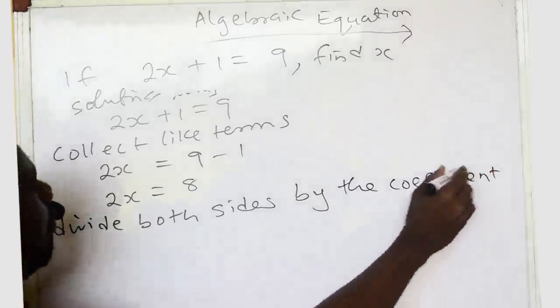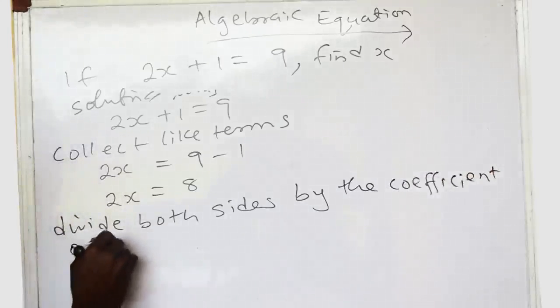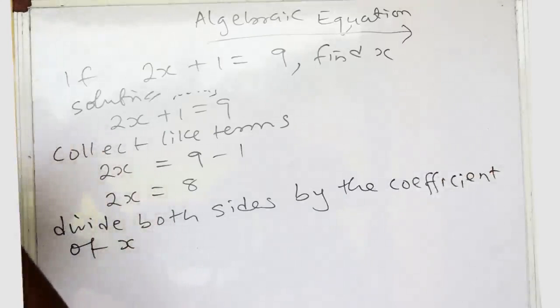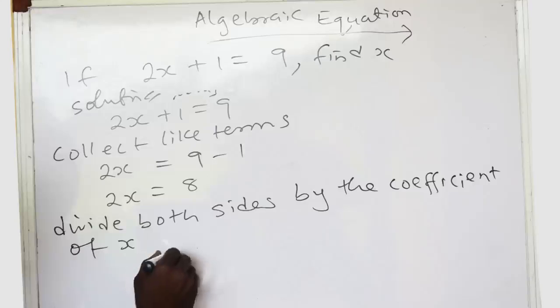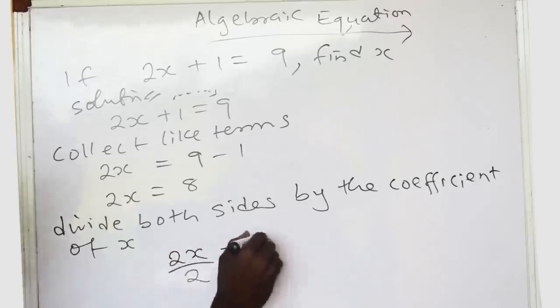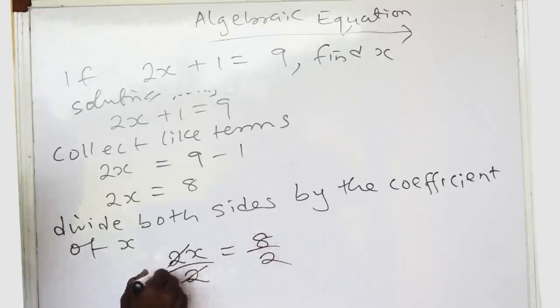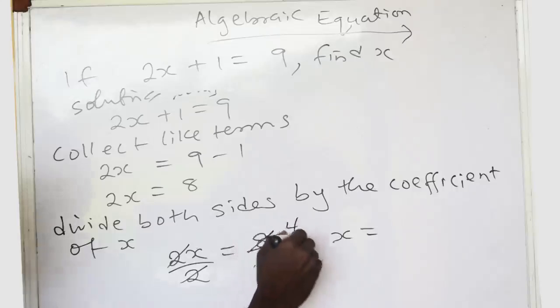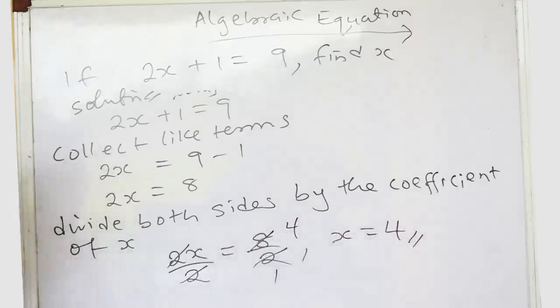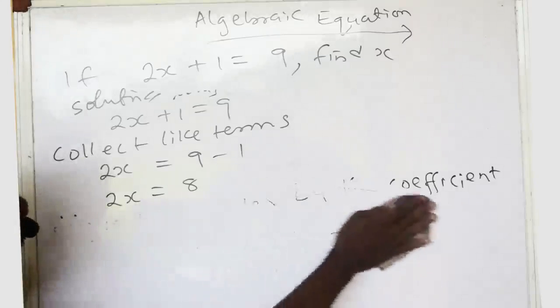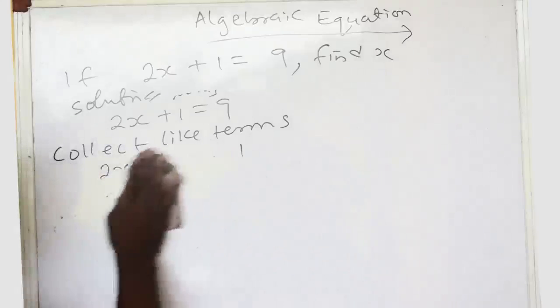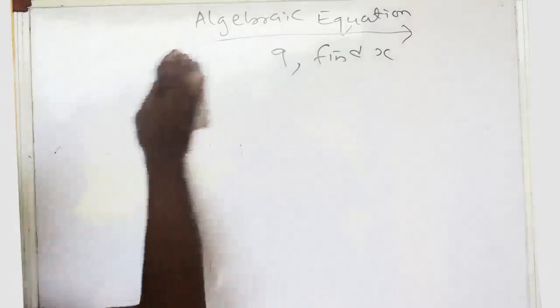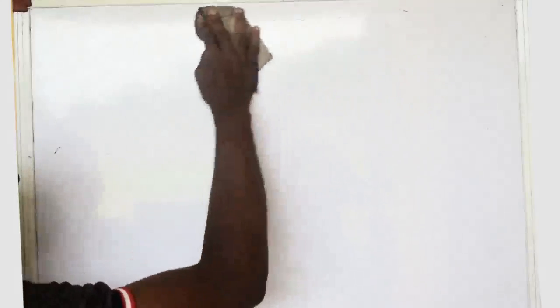If you are comfortable writing it this way, by the coefficient of x. The coefficient of x here is nothing but 2. So we write 2x divided by 2 equal to 8 divided by 2. These 2 will cancel these 2. x will be equal to, 2 can divide 8 to give you 4. x is equal to what? 4. So this is the answer for this. Let me clean this up and give you another example to solidify what is on the board.